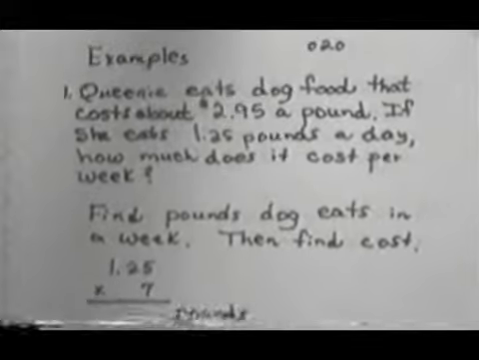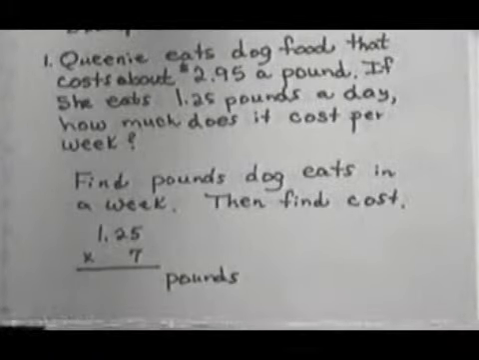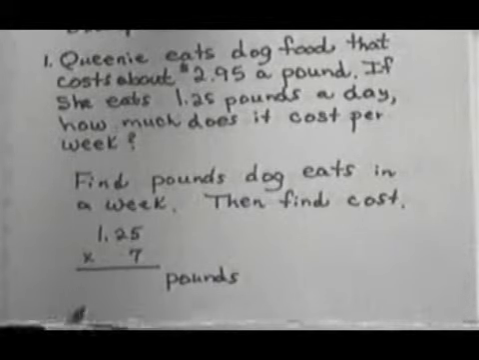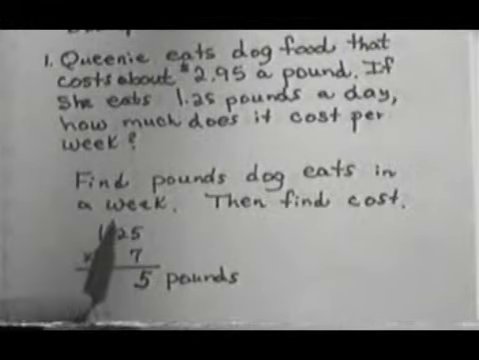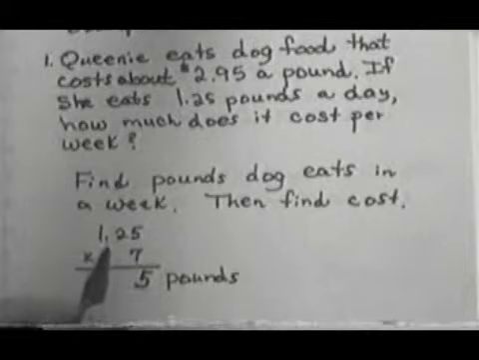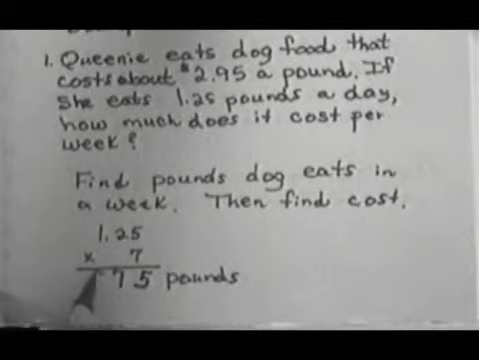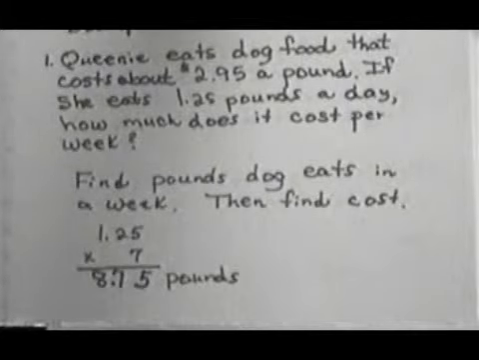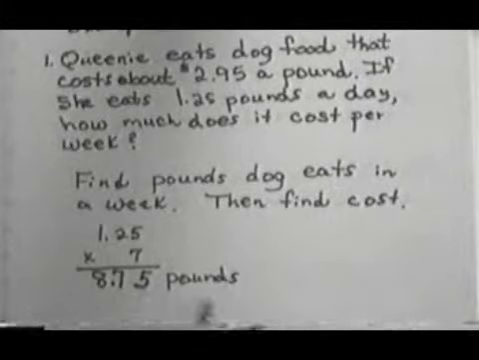So to find out how many pounds she's going to eat in a week, as I said, she's going to eat 1.25 every single day of that week. So we multiply by 7, and that tells us the number of pounds she eats a week. 7 times 5 is 35. Carry our 3. 2 times 7 is 14, and 3 is 17. Carry our 1. 7 and 1 is 8. We count our decimal places. We have 2. So in a week, she eats 8.75, or 8 pounds and 75 hundredths of another pound of dog food. That's how many pounds it takes for the whole week.